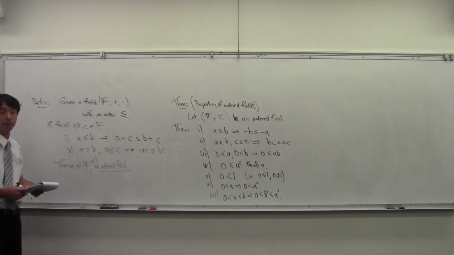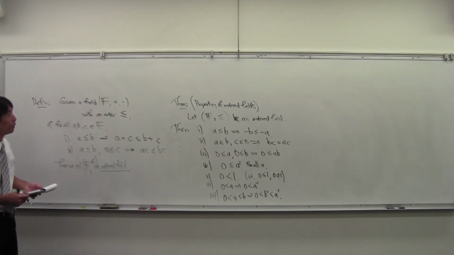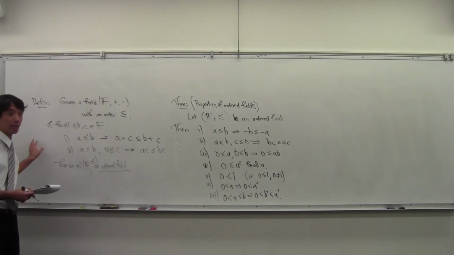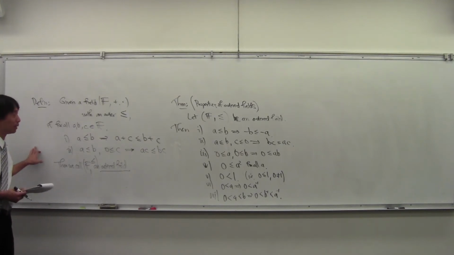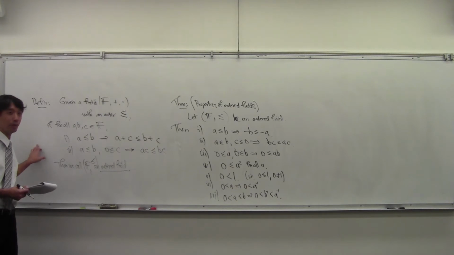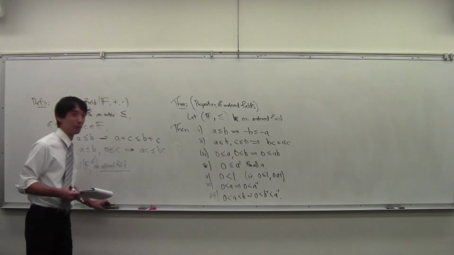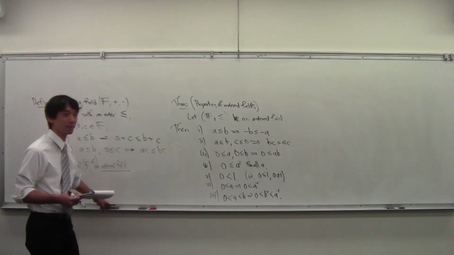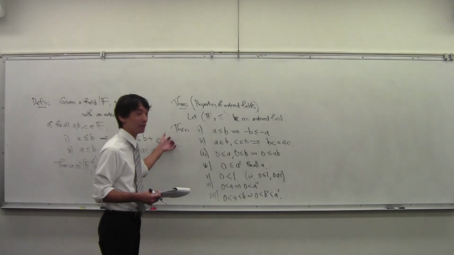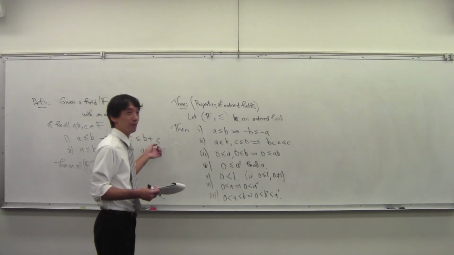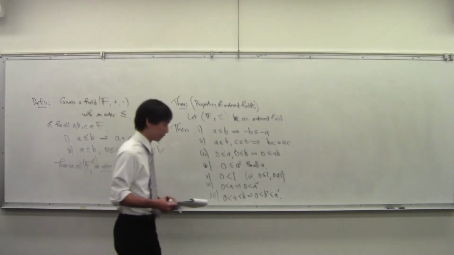Wait, so does that imply that if you have something that's mod 3, then 3 would be less than 2 because 3 is 0? So the question is, can you make that into an ordered field? And the answer is no, because everything is less than or equal to everything else. You can't put an order on it.